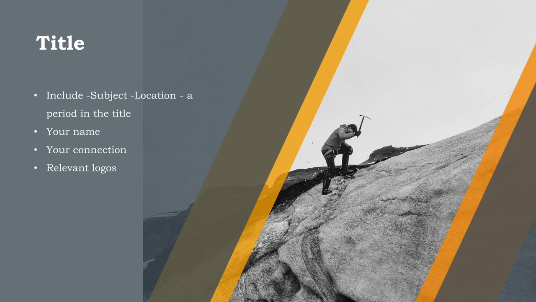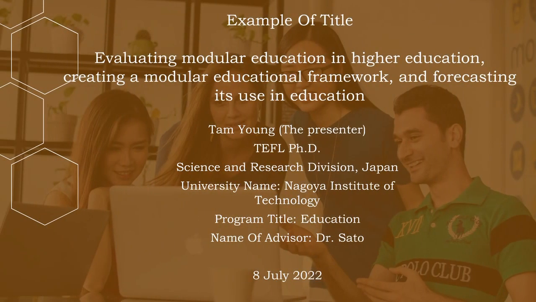And then relevant logos. So the meaning of relevant logos means, for example, if you're connected to a university, your university usually has a logo that is connected to that university. If you're connected to an organization, usually you have a logo that's connected to your organization. This is usually put during the title slide of your presentation. Okay, now we're going to move on to the next slide, which is the example. Let's take a look.